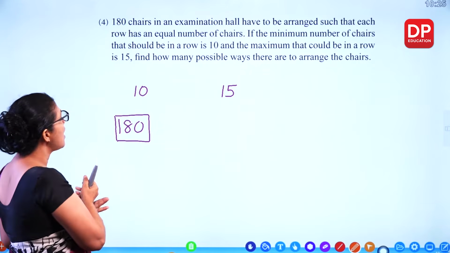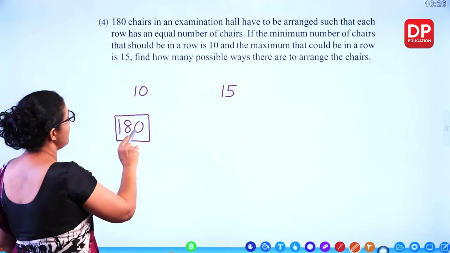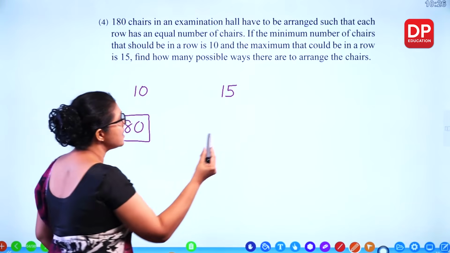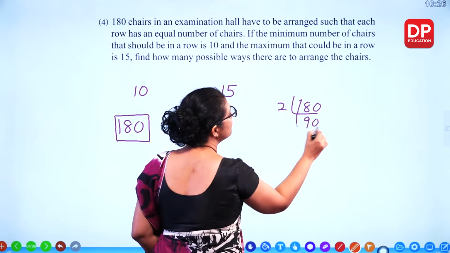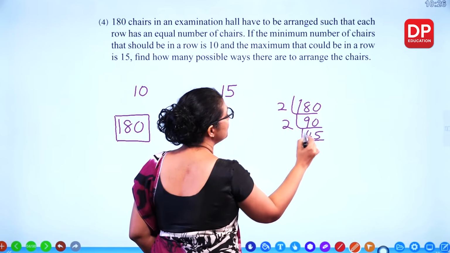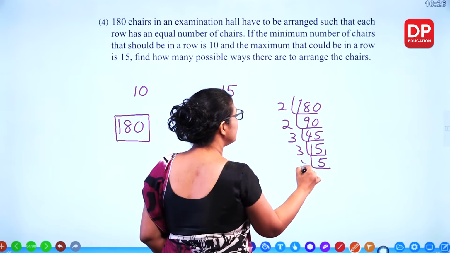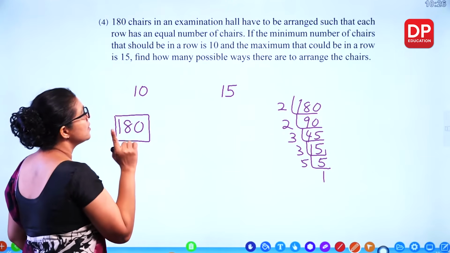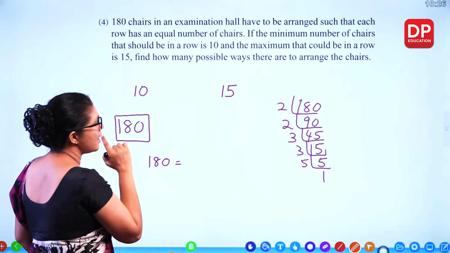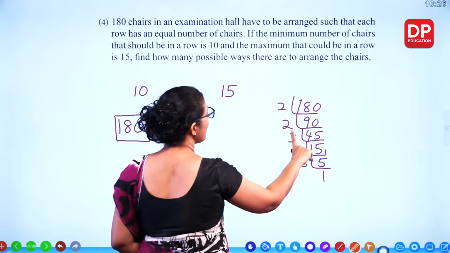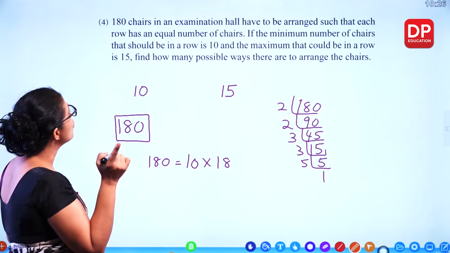So here we'll start from 10, so the next number is 11. Now look at 180 and see what are the factors of 180. Divide by 2, divide by 2, and divide by 3, and divide by 5. So what are the factors? So we can't take less than 10. So 180 we can write as, if it's 10, 10 with 18. So that's one possibility to arrange the chairs.